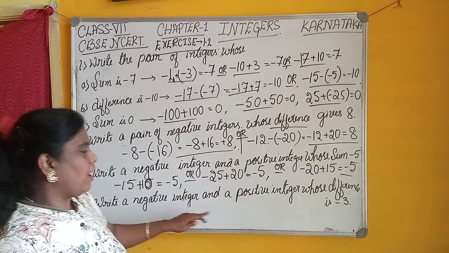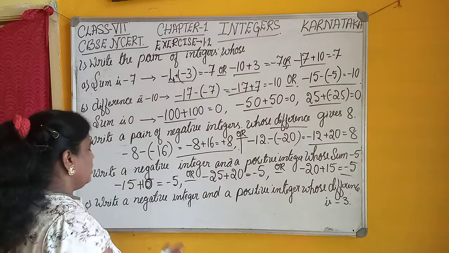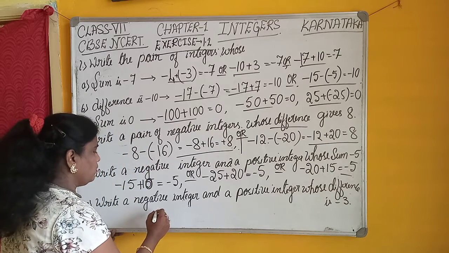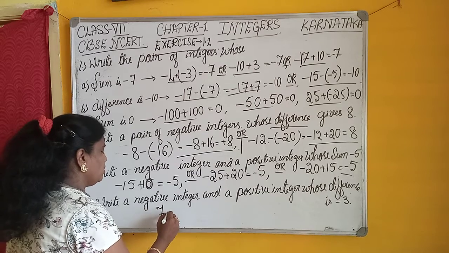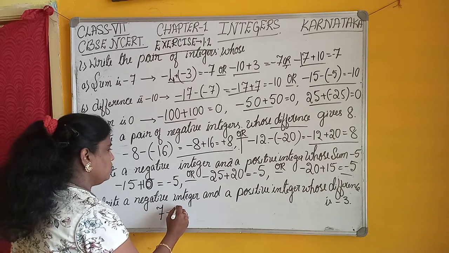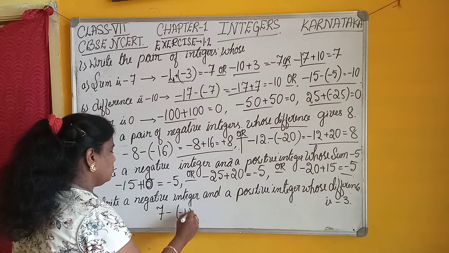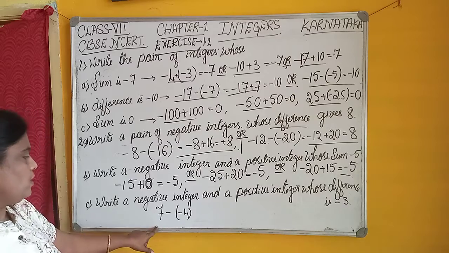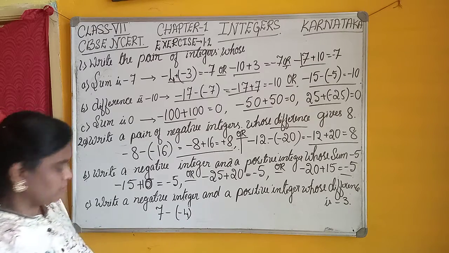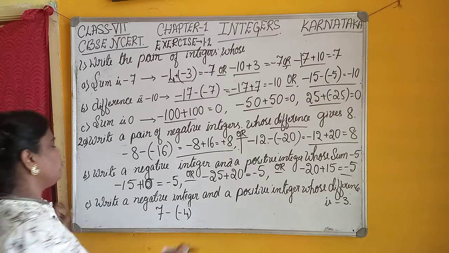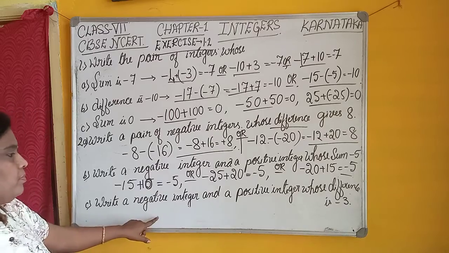A negative integer and a positive integer whose difference is minus 7. Minus 7 minus 3, minus 7 minus 4. If you take minus 7 minus of minus 4, here one positive integer and one negative integer will also become plus, isn't it? 7 plus 4. And let us try for another.